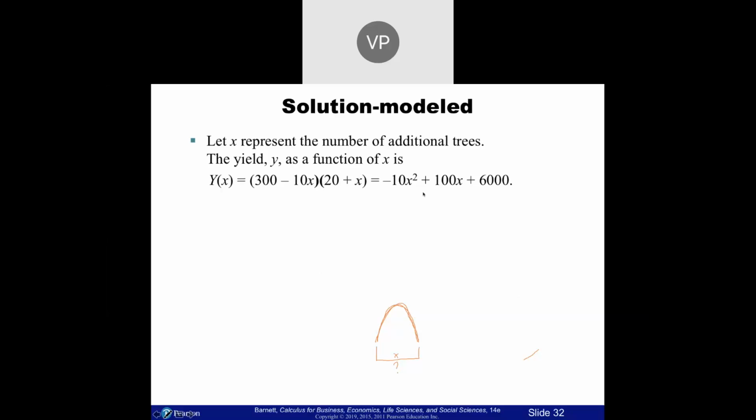Now, notice they didn't show the work. What they did here is they foiled this out. 300 times 20 gets the 6,000. Negative 10x times x gets you negative 10x squared. Then we get a negative 200x and a positive 300x. That's where the 100x comes from. But this is the model. This is the key right here.